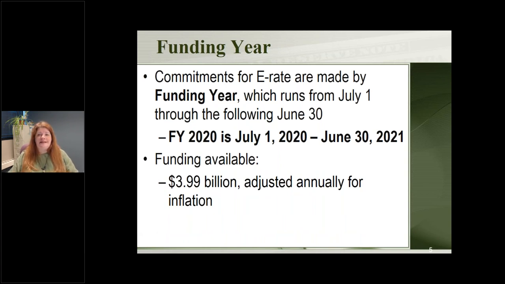So E-rate works on a funding year. Commitments are made from July 1st through June 30th of a year. When you are working on your E-rate application right now, which you can start with the first step in the process that we'll get into, you are looking to the future. You're saying, I want to receive my E-rate funding starting in July of next year. So we are now working on applying for what they call the 2020 funding year, which runs from July 1st, 2020 through June 30th of 2021. Right now we are in the 2019 funding year, which libraries applied for last year in 2018, running 2019 through 2020.